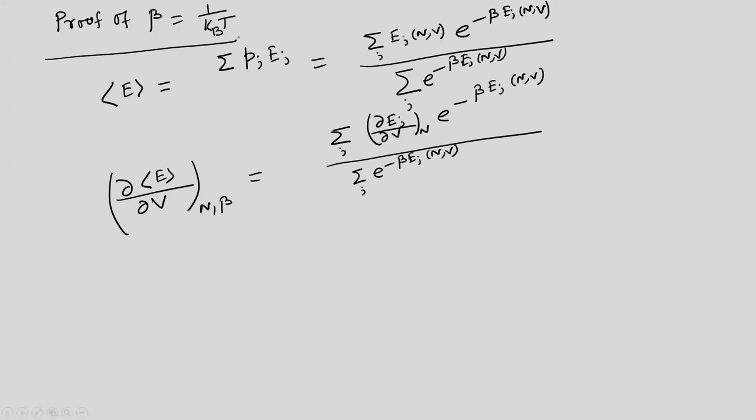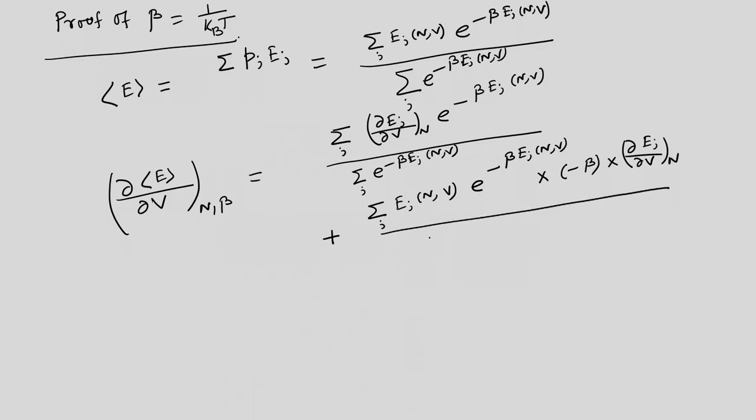So we are differentiating the first function, that means E_j, with respect to V. If we do that, we get this expression. Next, we will differentiate e to the minus beta E_j with respect to volume. If we do that, we get E_j(N, V), this is unchanged, and then e to the minus beta E_j(N, V) times minus beta times del E_j by del V at constant N, divided by sum over j e to the minus beta E_j.